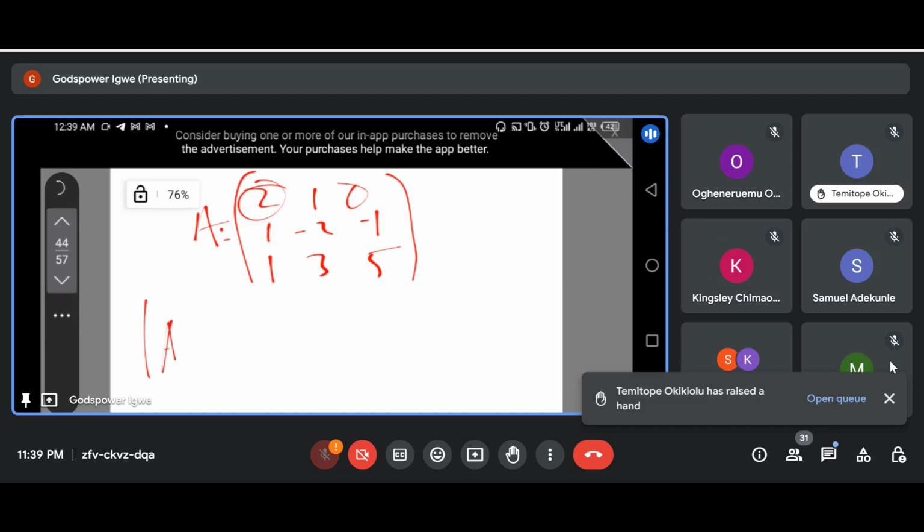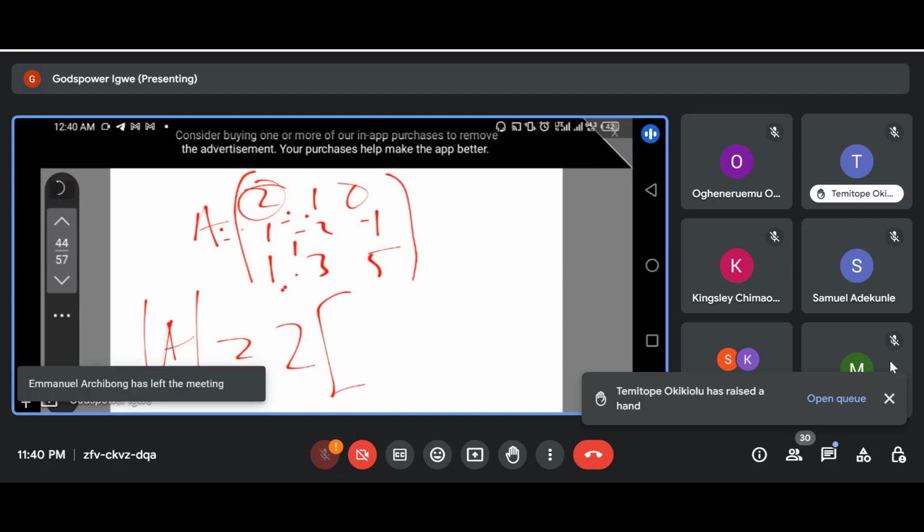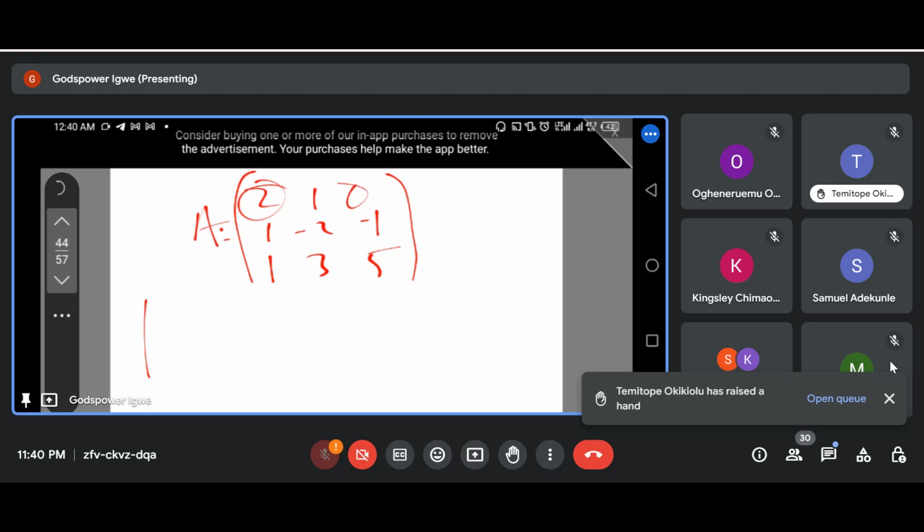Please. To find the determinant of A, you pick the 2. So 2 will be outside the bracket. Then you cover everything on the row and the column where 2 is. So we are going to pick this against this and this against that. You understand? If you do like that, this will now be equal to 2 brackets minus 2 times 5. Are you getting where we got minus 2 times 5 now?